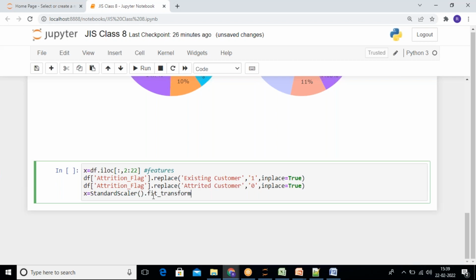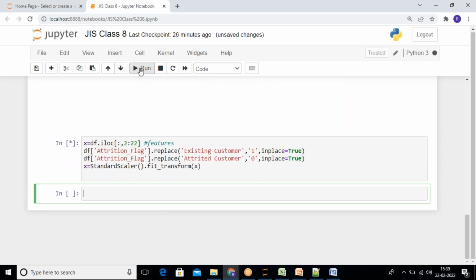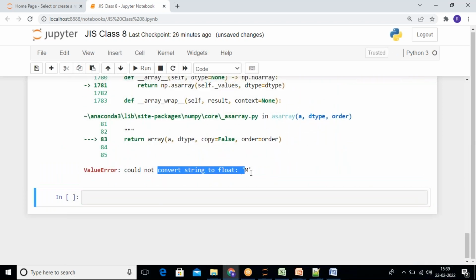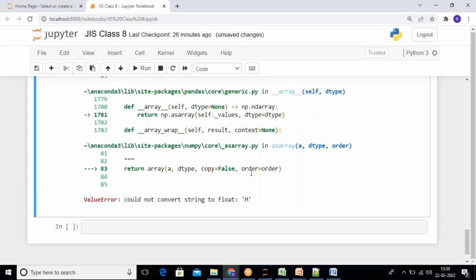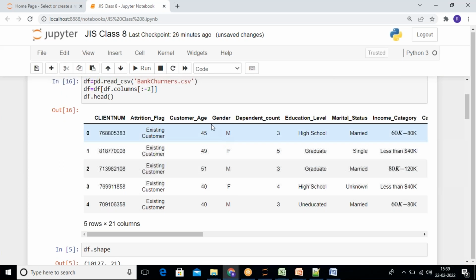Fit transform. Okay, now I have this. Oh, what happened? Could not convert float to... Yes, sir. In the categorical column, we have to make a transformation. See, this is not required basically. If you give a prediction, this gender is basically not required. Is gender required for prediction? So gender is not required.